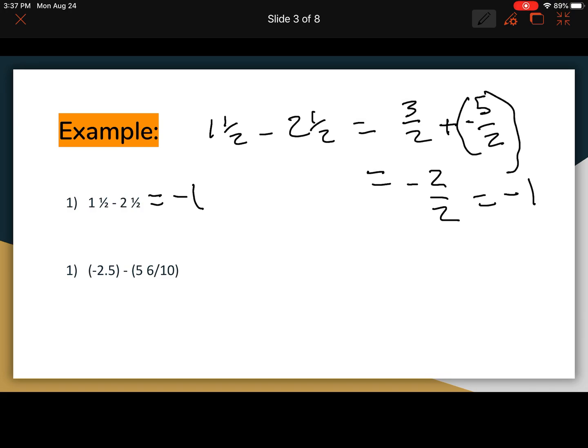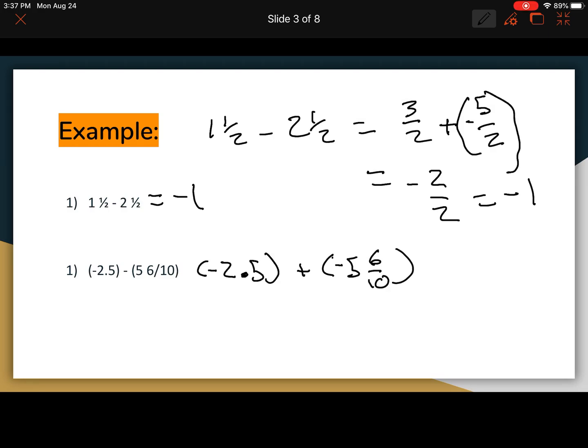All right, now looking at negative 2.5 minus 5 6/10. This is a little interesting here because we have a decimal and a fraction. That means we're going to have to convert one of those into the same form as the other. Just for reference, it's always going to be easier to change a fraction to a decimal than a decimal to a fraction. So we're starting with negative 2.5. We're going to keep that. And I'm going to change this using our additive inverses to that.